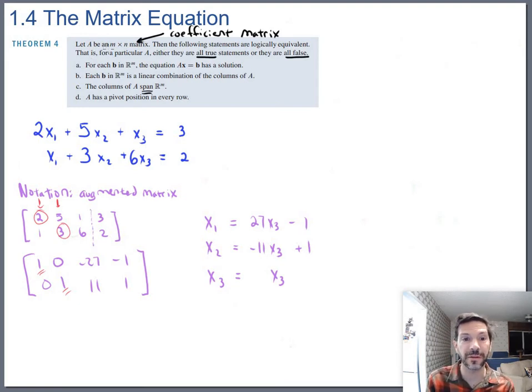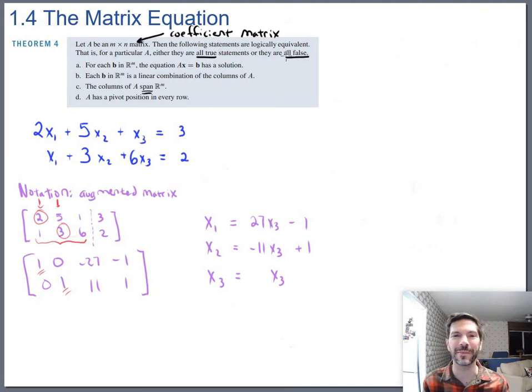So it says, first of all, let A be an n by n matrix. And what they're talking about here is the coefficient matrix. They're not talking about the augmented part. So when they talk about A, they're just talking about this much of it. It says, then the following statements are logically equivalent.